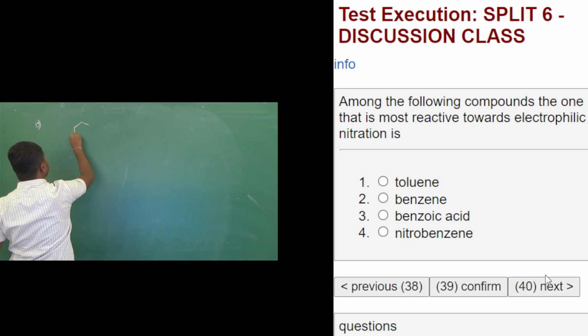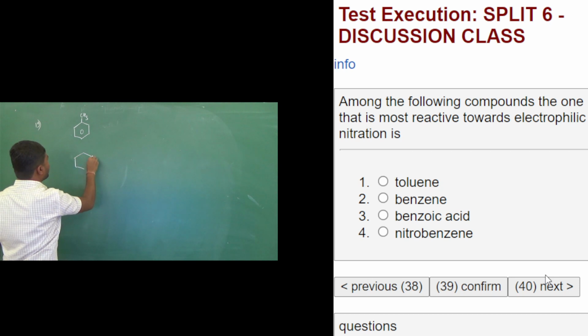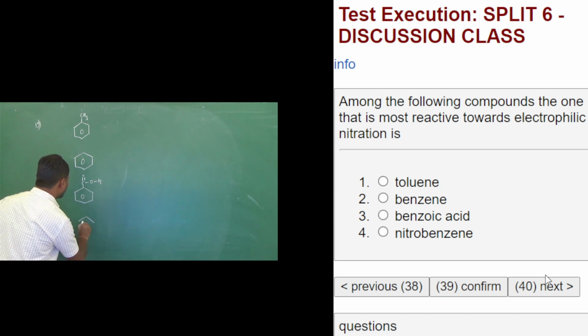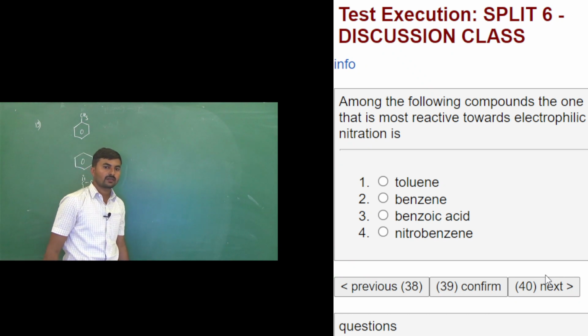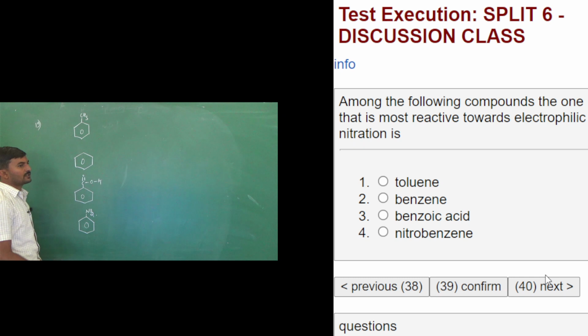toluene, CH3. Second one is benzene. Third one is benzoic acid. Benzoic acid. And the last one is nitrobenzene. So among the following compounds, the one that is most reactive towards electrophilic nitration or electrophilic substitution.